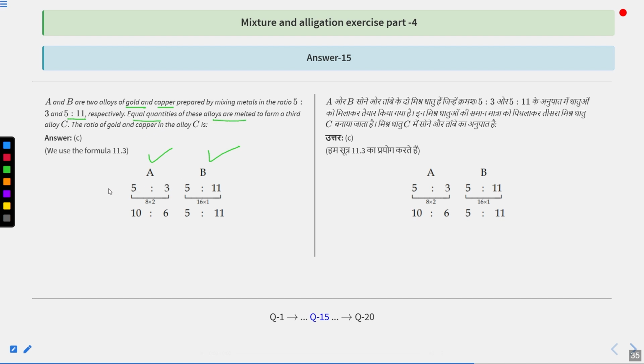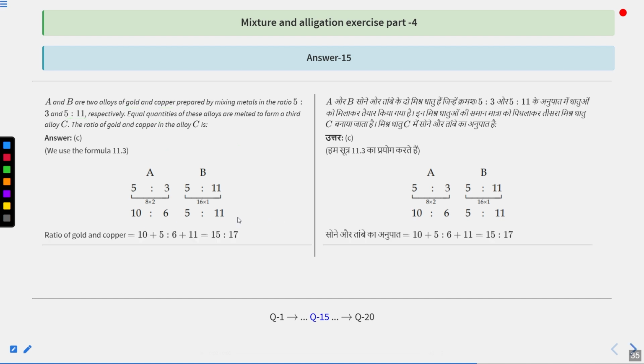It means first thing we need to make them equal quantity. So these are 5 plus 3, 8 and 5 plus 11 is 16. So we need to make alloy A 16. So when we calculate it, we get the ratio 10:6 and 5:11. Now when we mix them, the ratio of gold and copper will become 10 plus 5 is gold, 6 plus 11 is copper. So ratio becomes 15:17. C is the correct answer. Next one.